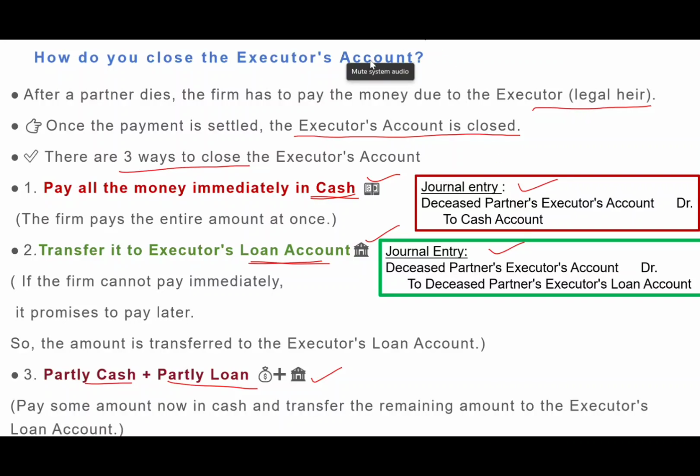So in the next session, we will see a few sums under death of a partner.